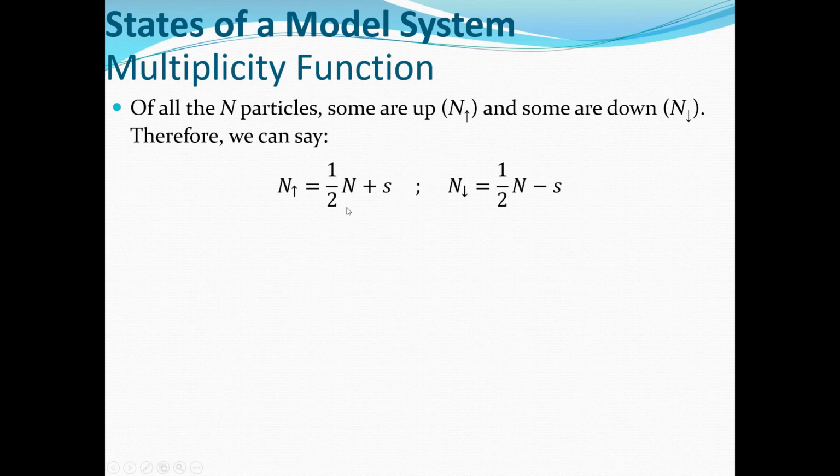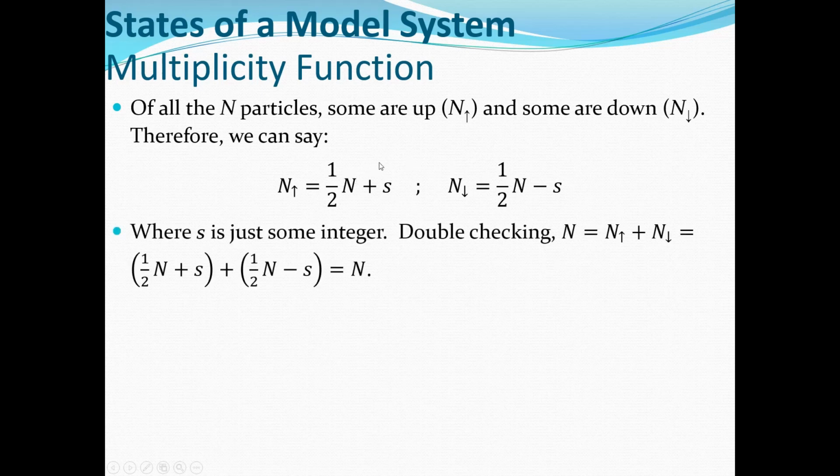So what we can say is that the number of particles that are pointed up is going to be half the total number of particles plus s, where s is almost like an excess number. And that also is going to give us that N down is going to be equal to 1/2 N minus s. We can see this makes sense because when we add these, the number of particles pointed up and the particles pointed down should be equal to the total number of particles. N should equal N up plus N down. And when we add N up and N down, the s's drop out and this combines to N. So yeah, it makes sense.